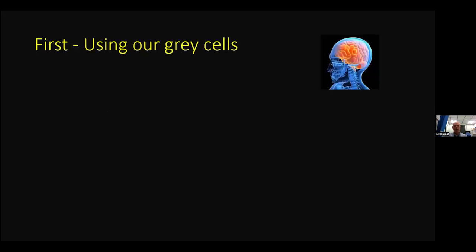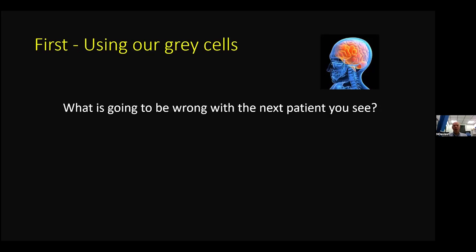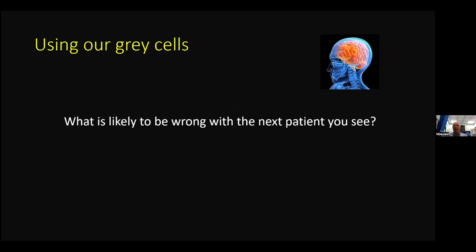So the first one is just to ask this question: what's going to be wrong with the next patient you see? What's going to be wrong with the first patient you see this afternoon? If I ask you that, then I think there's only one answer really, and that is, I don't know, because you don't know. But if I change one word, the question becomes very different. And that is, what is likely to be wrong with the next patient that you see? Because that's a very different question, isn't it?